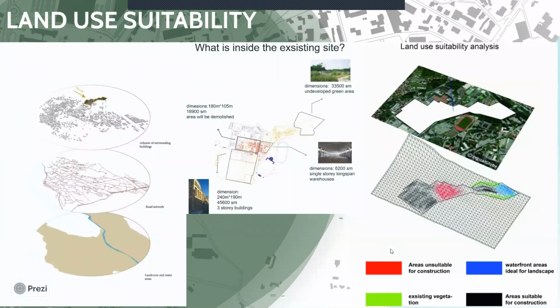Then this analysis focuses on land use suitability. In the left diagram, the information is separated into three layers: the surrounding building volumes, road network, and the land cover. In the right diagram, the analysis is based on topography. The red area in the middle is not suitable for commercial and residential usage, and the blue area in the west is suitable for landscape. The diagram in the middle is about building morphology. There are two types. One is the three-story building and the other is the single-story building, which has a long span.